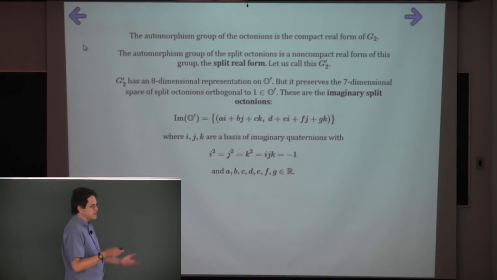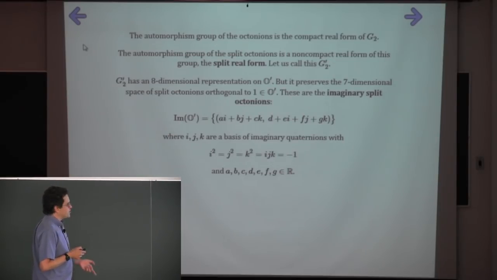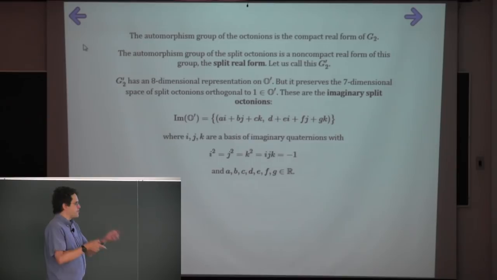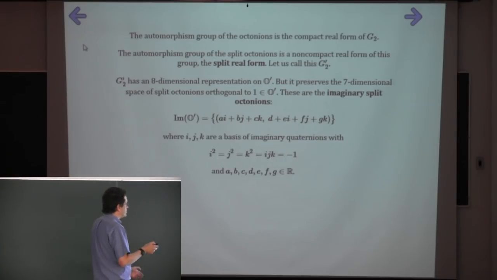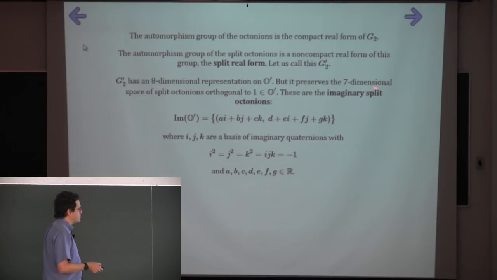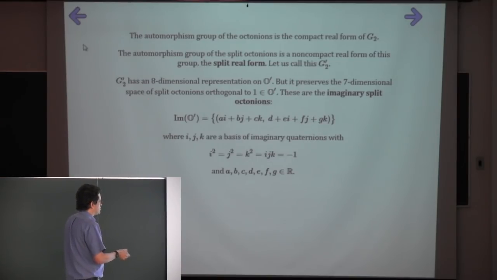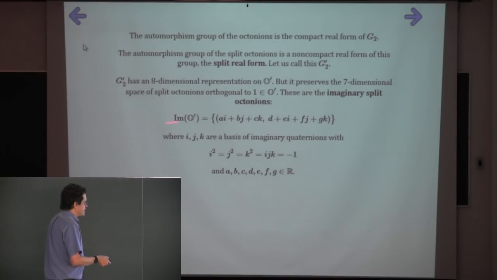So the automorphism group, the symmetry group of the ordinary octonions is the compact real form of the exceptional Lie group G2. But the automorphism group of the split octonions is another real form of the Lie group called the split real form. So it has the same dimension, but it's different. It's not compact. So I'll call this G2 prime. So G2 prime is, of course, going to act on O prime because it's the symmetry group of O prime. So it has this 8-dimensional representation, but because it's acting as automorphisms, it will preserve the identity, and it will preserve the 7-dimensional space of split octonions that are at right angles to the identity. So those are the purely imaginary split octonions, IM-O prime.